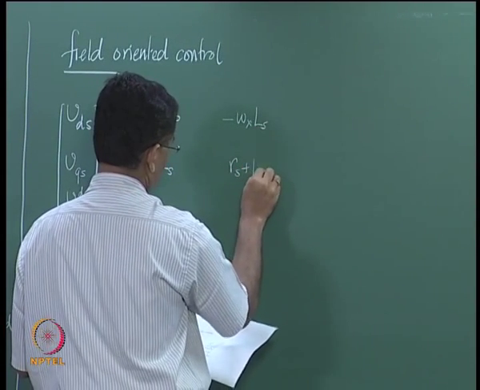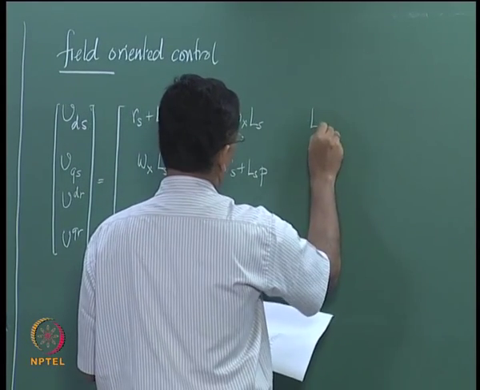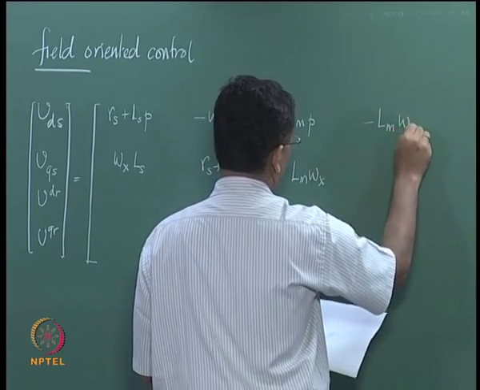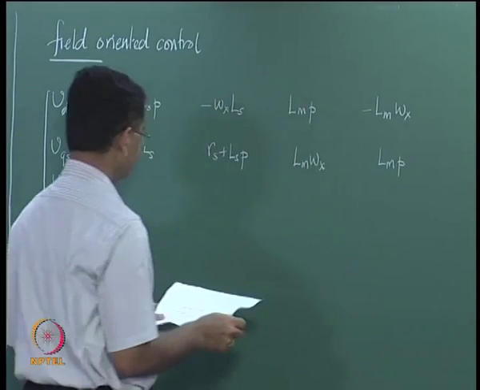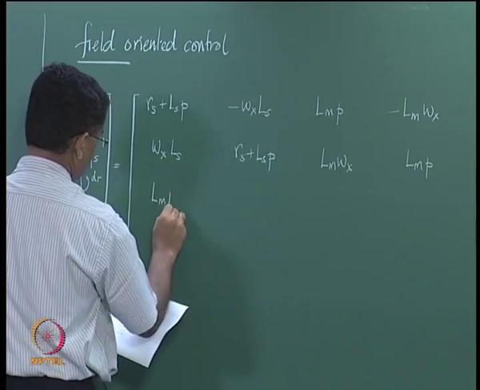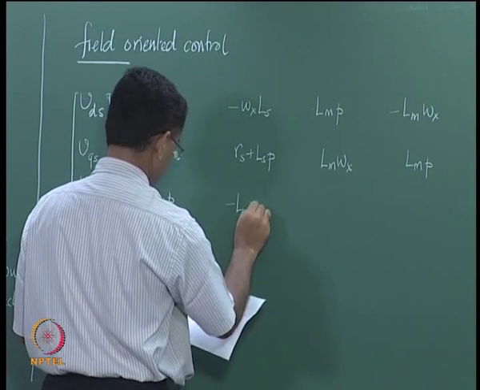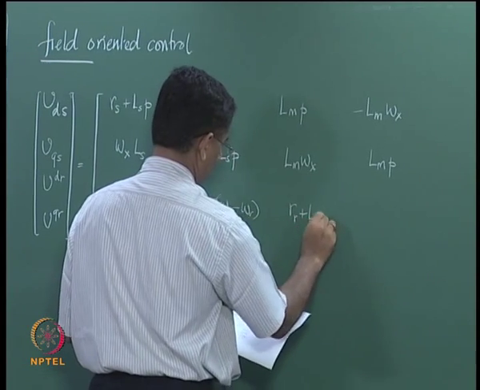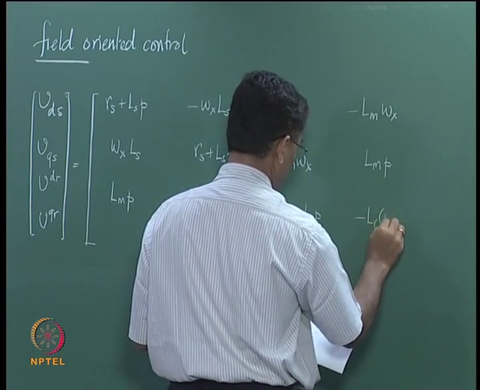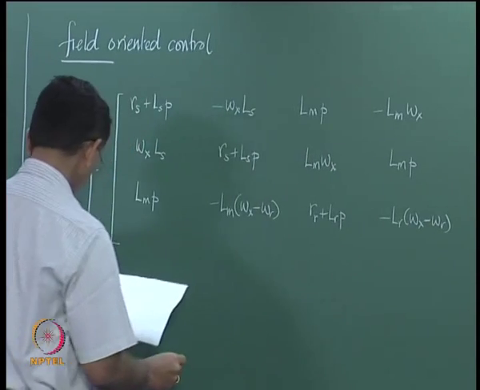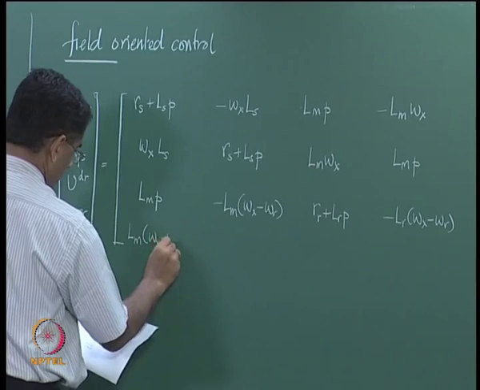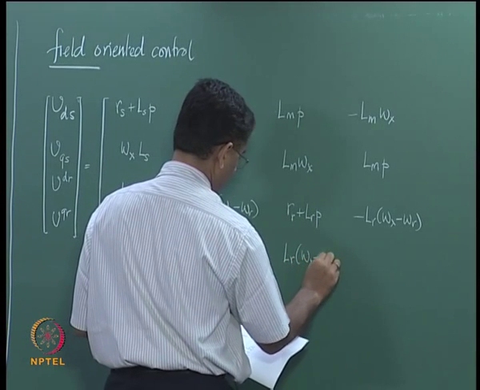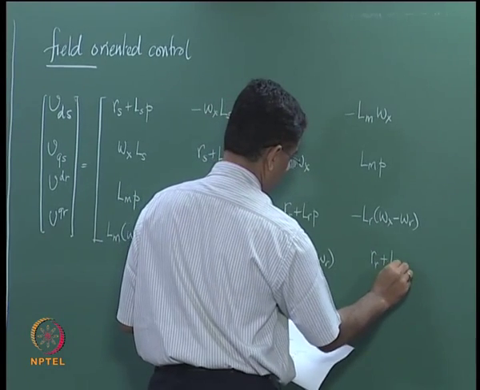This is LS P, and then you have LM into P, LM into omega x minus LM into omega x, LM into P, and here you have LM into P, the magnetizing inductance, and this is the magnetizing inductance into the difference of speeds, the rotor impedance drop, and then the speed EMF. Here you have LR into omega x minus omega R, RR plus LR into P.